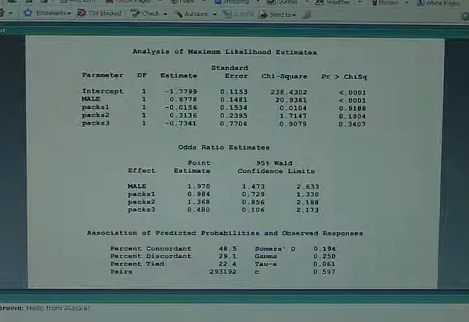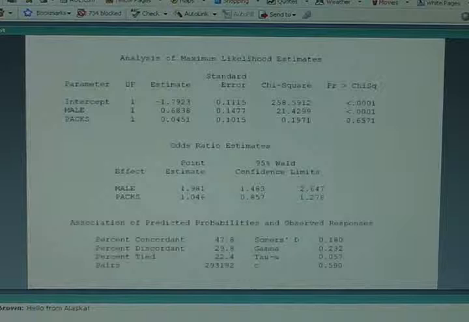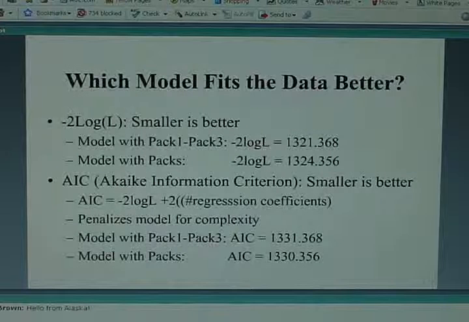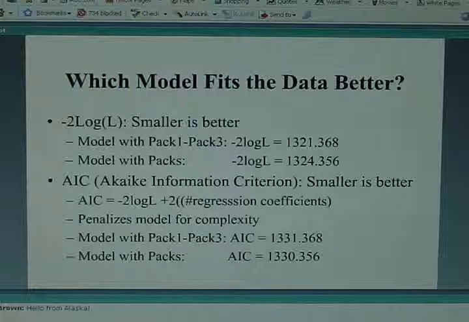Very, very similar. But the question I think you should be asking yourselves is which of these 2 models is better? Well, we need a way to measure what better means. How do we decide which of 2 models that we might be considering as our final model is the better model? And I'm going to just talk today about 2 options. We're trying to decide which is better. One option is to look at the value for minus 2 log L.